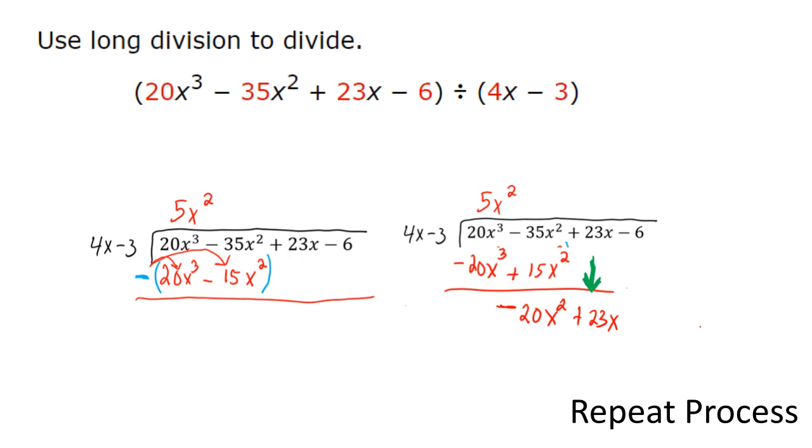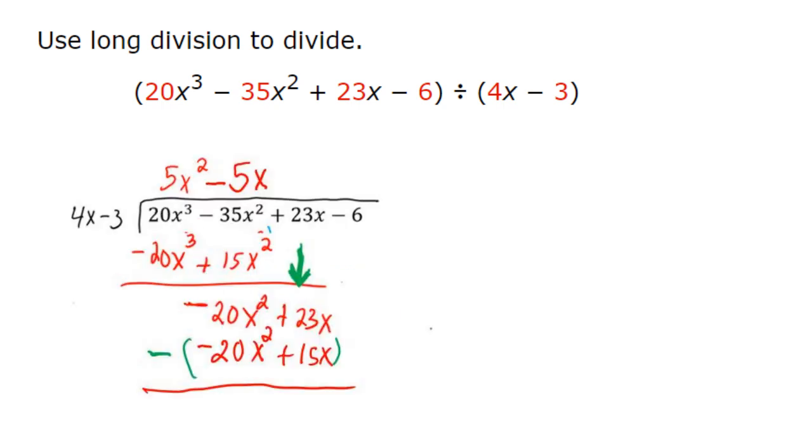I say to myself, what do I need to multiply to 4x to get a negative 20x squared? Okay. So hopefully we see that it's just a negative 5x. A negative 5 times 4 gives me that negative 20. And x times x is going to give me that x squared. Again, I'm multiplying to a polynomial, so I'm multiplying the negative 5x to the 4x, giving me the negative 20x squared. A negative 5 times a negative 3 gives me a positive 15x, yes?